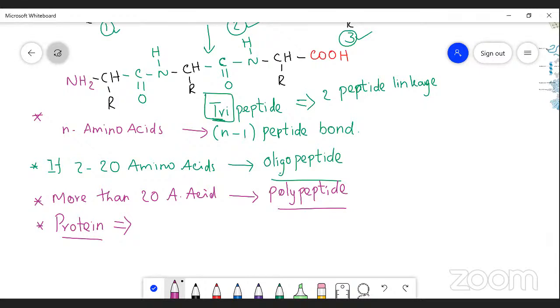So in protein, more than 100 amino acids are joined together, and its molecular mass is greater than 10,000 units. So proteins are polypeptides.